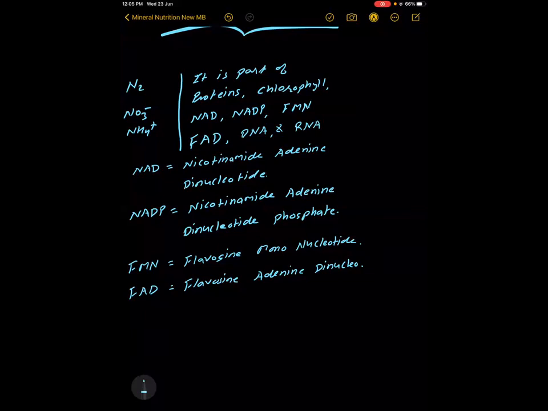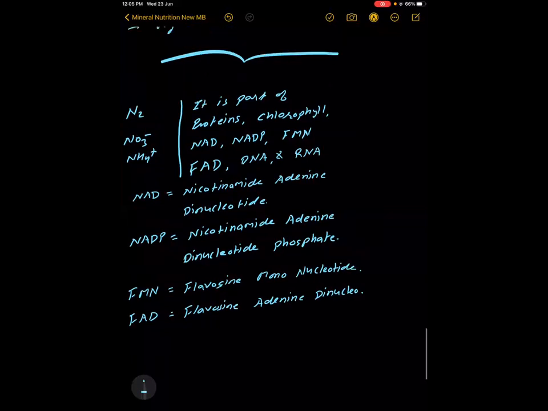So all these substances have nitrogen as a part: protein, enzymes, chlorophyll, cytochrome, and NAD, NADP, FMN, FAD, DNA, RNA all have nitrogen.